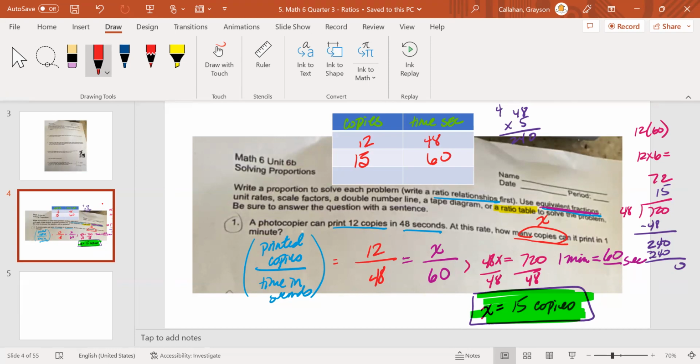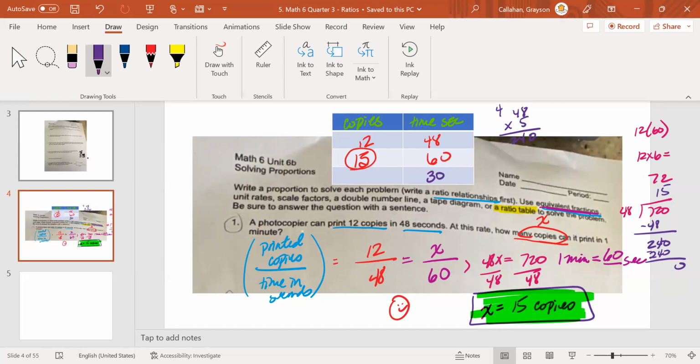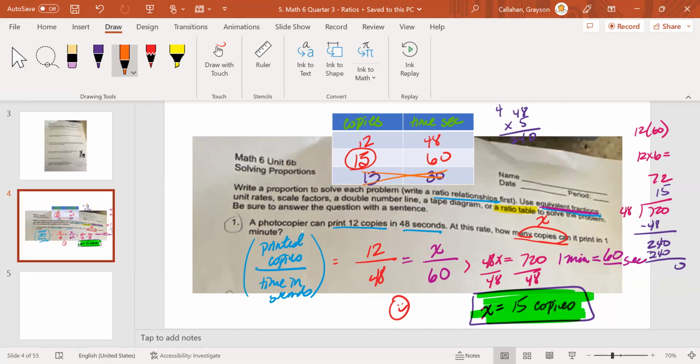It does make sense. The reason it makes sense is because if it's 12 copies in 48 seconds, 60 seconds is bigger than 48, so this number has to be bigger than 12. So that makes sense. You just make a table to make sense of it. Now, if I said that in 30 seconds I made 13 copies, would that make sense? No, because in 48 seconds you made 12, so in 30 seconds it should be less than 12. That wouldn't make sense. So you want to make a table right there so that it makes sense.